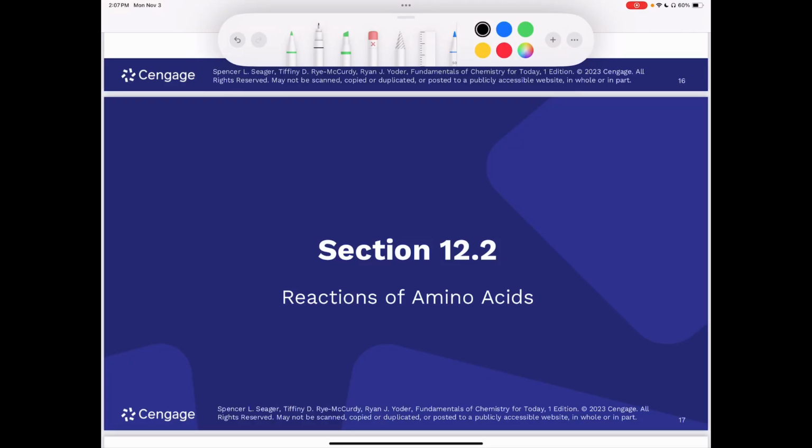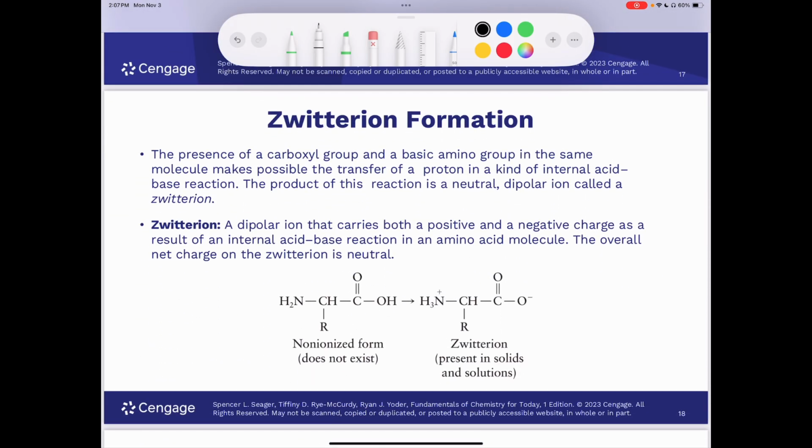All right, now on to reactions of amino acids. And we're going to start here with zwitterion formation. Zwitterion, it's a German word.